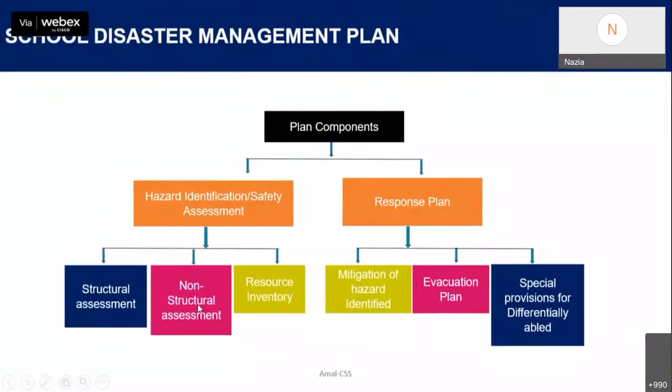School disaster management plan. Basically, school disaster management plan has two parts, preparedness and response plan. అంటే హజార్డ్ ఐడెంటిఫికేషన్ ముందే ఐడెంటిఫై చేసుకుని మనం ఏమేమి ప్రికాషన్స్ తీసుకోవాలి, అది రెస్పాన్స్ ప్లాన్ అంటే తర్వాత ఆఫ్టర్ డిజాస్టర్.